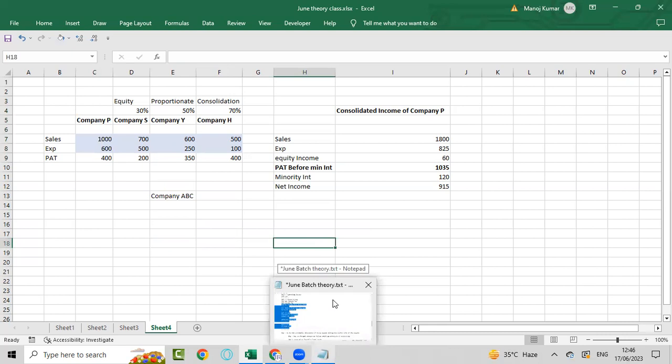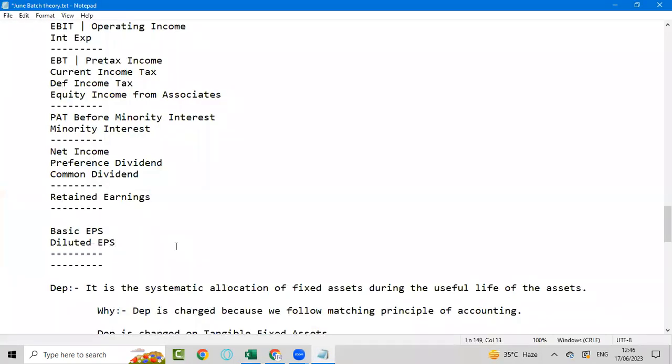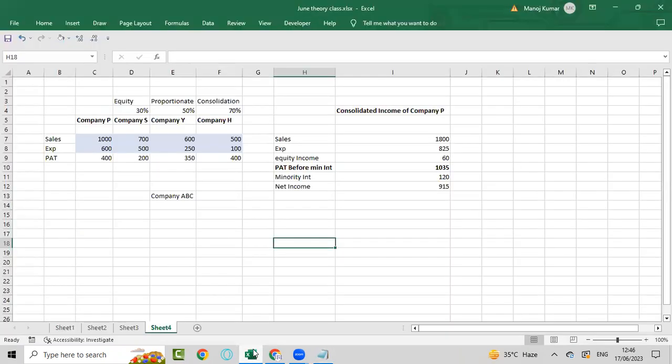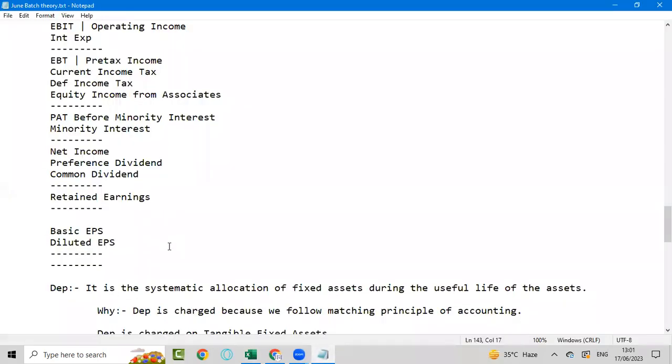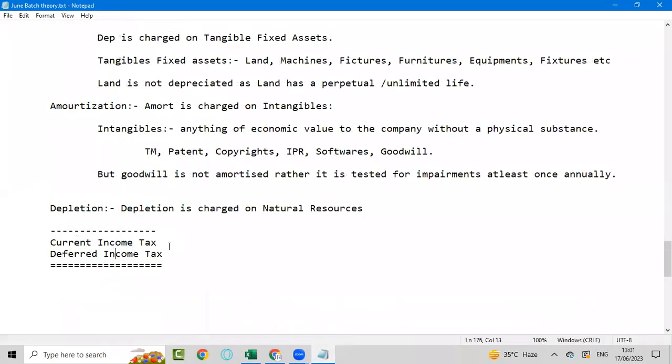Shall we start? Diluted EPS will take time, roughly around 45 minutes. So let's take 5 to 10 minutes of break now. Okay. So we are going for a break for 10 minutes. Okay, shall we start now? Let's go.